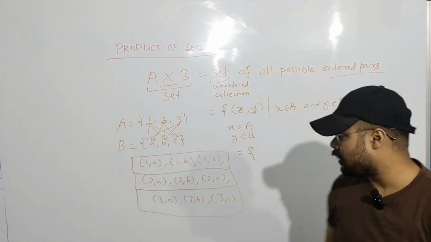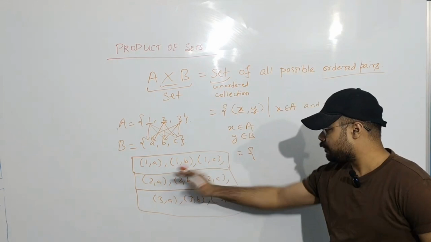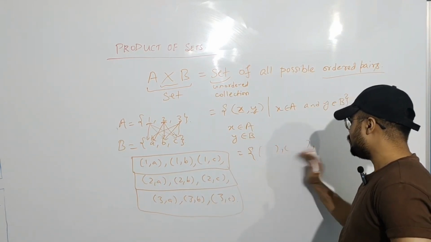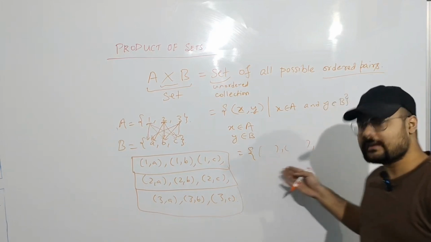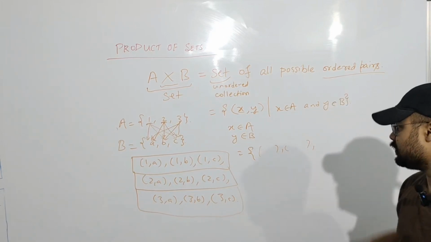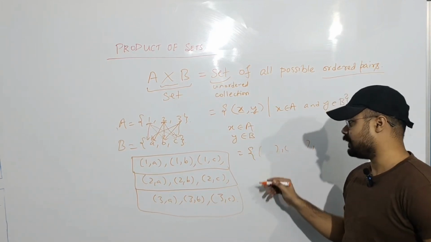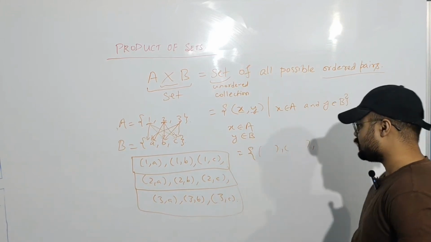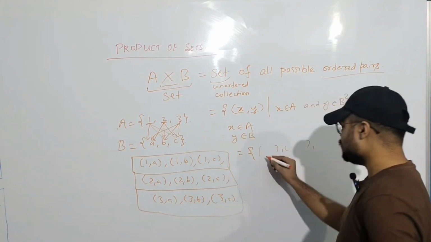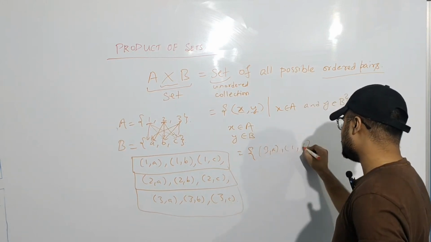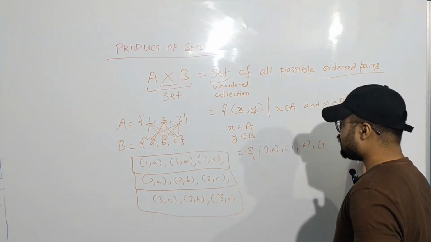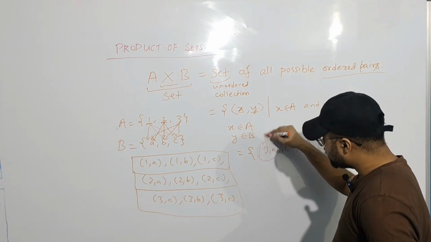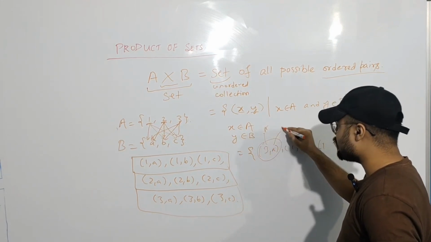And because it's a set, the order is not important. Each element is an ordered pair, but you can't say which is the first ordered pair or the second ordered pair. You know what I'm saying. It can be 3a, 1a, in any order you can write it. So it's a set, but each element is an ordered pair where the first element belongs to A and the second element belongs to B.